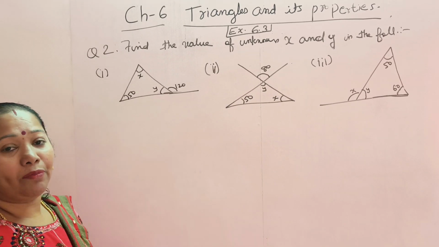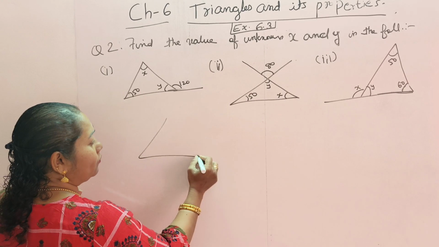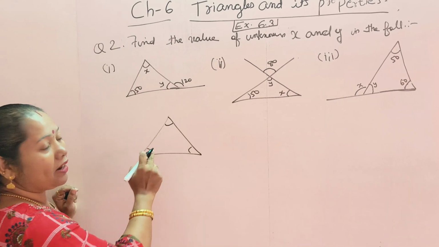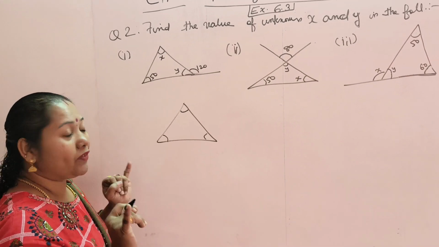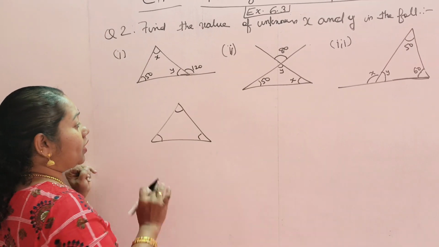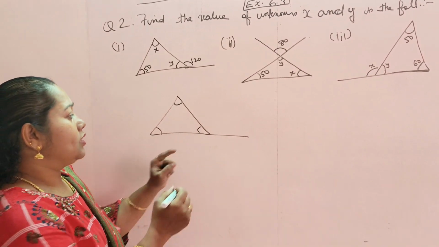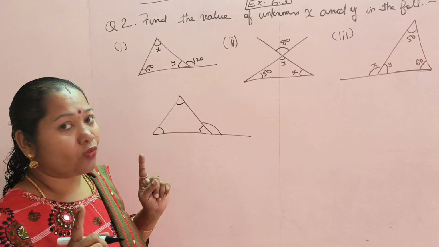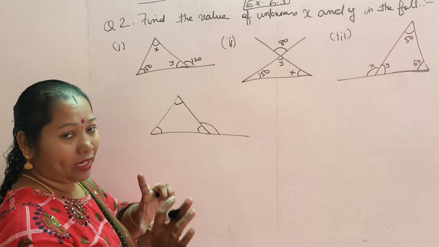Before that, let me tell you one more thing. Already I informed you about the angle sum property. If in a triangle 3 angles are given, the sum of the 3 angles of a triangle is equal to 180 degrees. This is one property which we have already learned and also done the questions. And the next one is, if any exterior angle is given, the exterior angle is equal to the sum of the interior opposite angles. That also we have already learned, and we did the questions of that type.